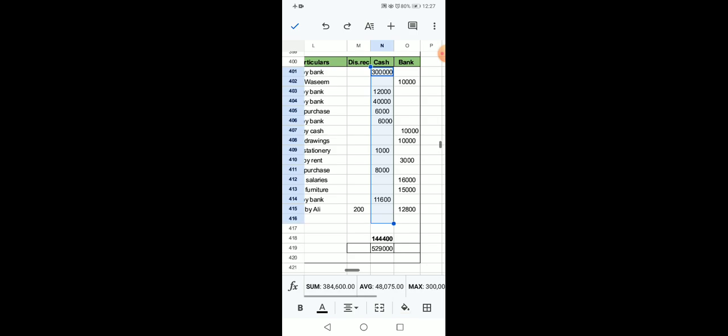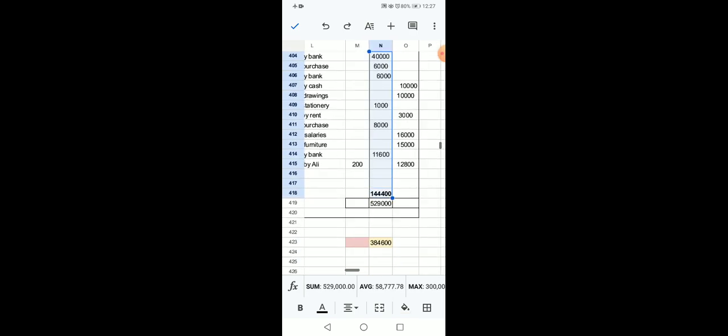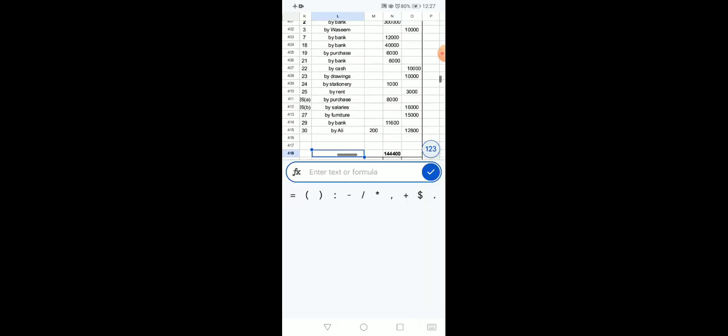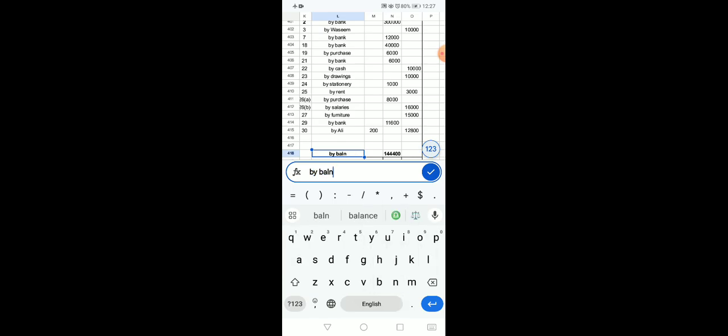When you write this missing amount and add all items including this missing amount, the answer would be 529,000. This is the method of doing balance. Write down here, it is balance, so you will mention it with an additional word of "by balance" over here.